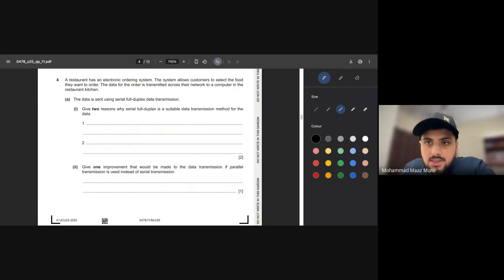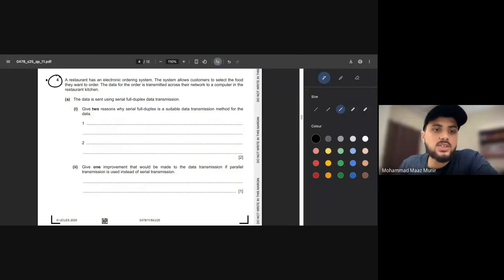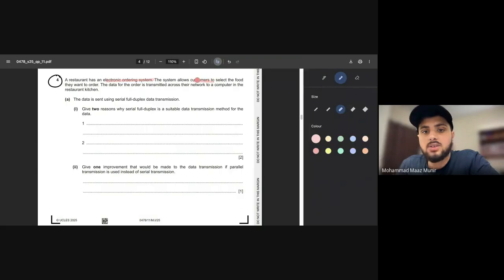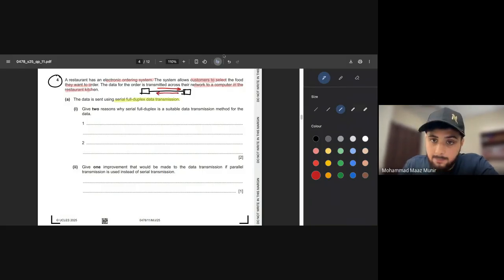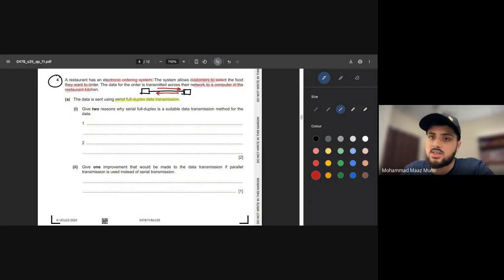So now let's get back to the same question, question number 4, which says a restaurant has an electronic ordering system, and the system allows customers to select the food, and the data is transmitted across the network to a computer in the restaurant kitchen. Now, this system is making use of serial full duplex data transmission, which means that a single wire is being used between the two computers. Full duplex means that within the same time, data is being sent from A to B, and at the same time data is being sent from B to A. If you have any other questions, just reach out to me later on.